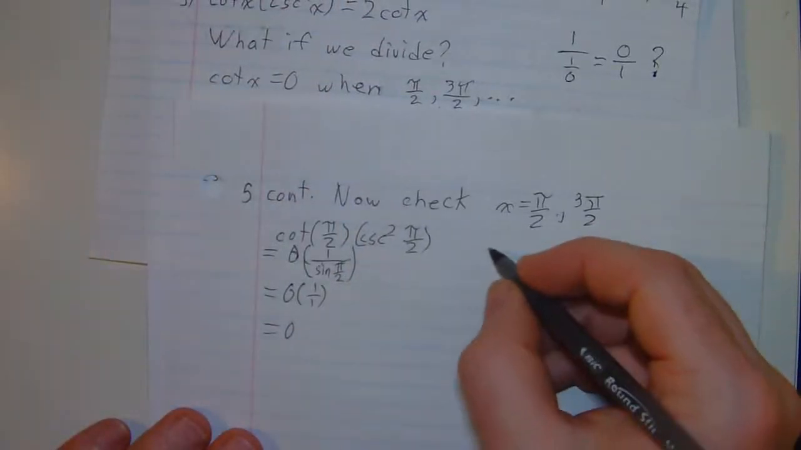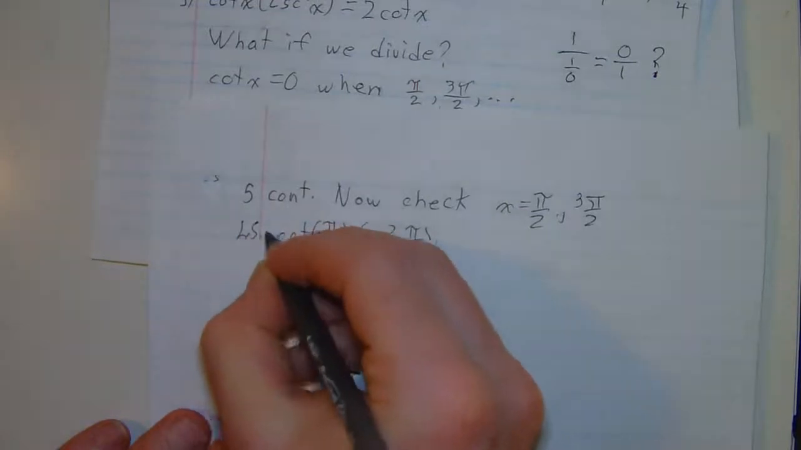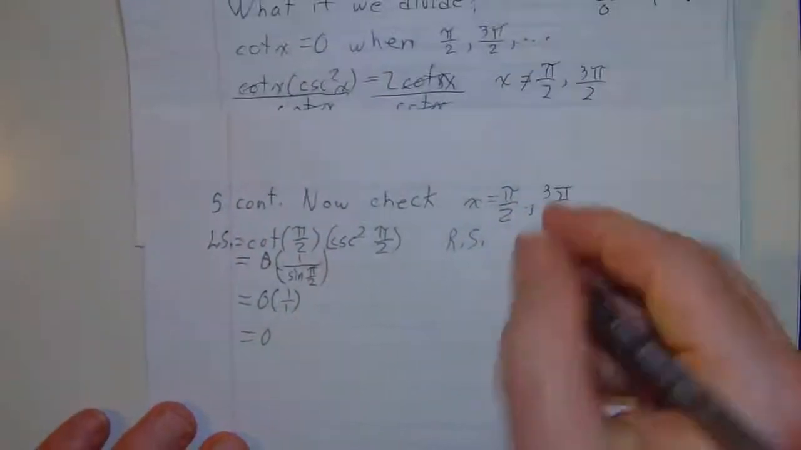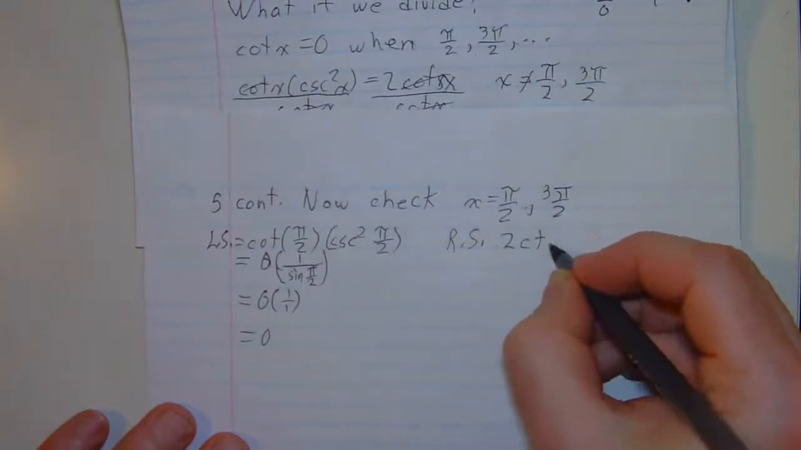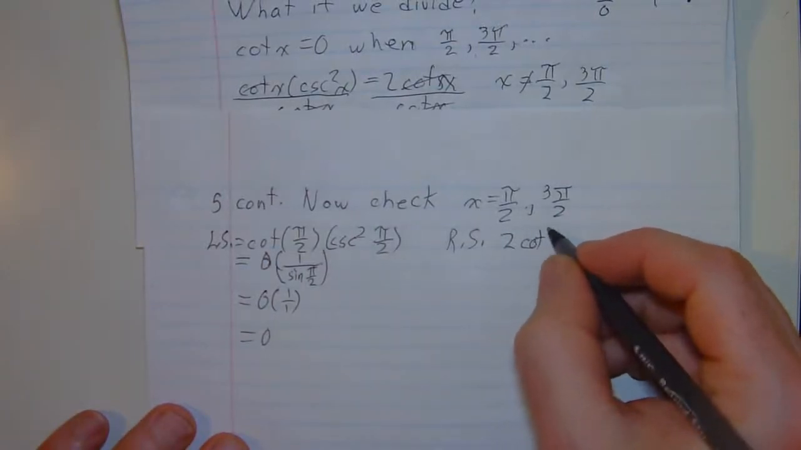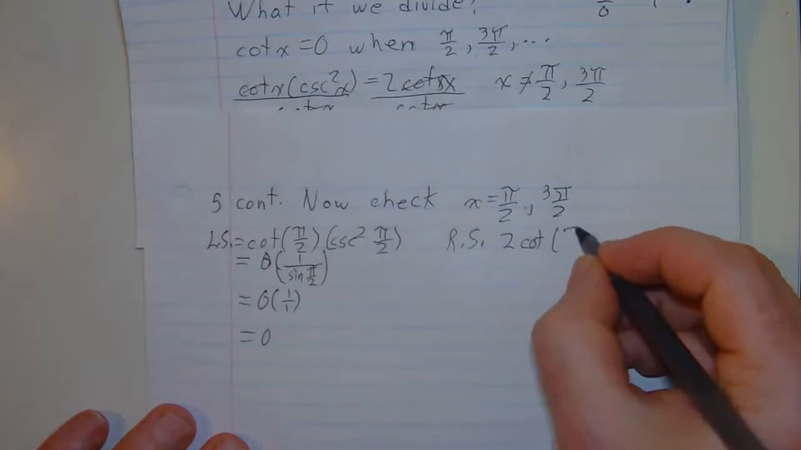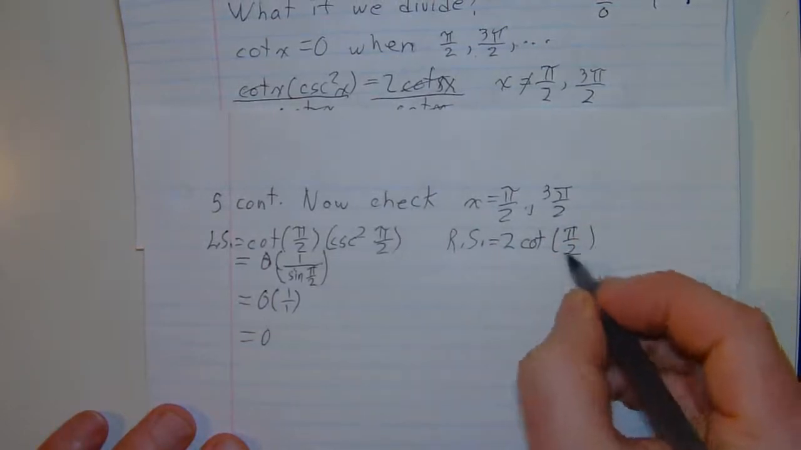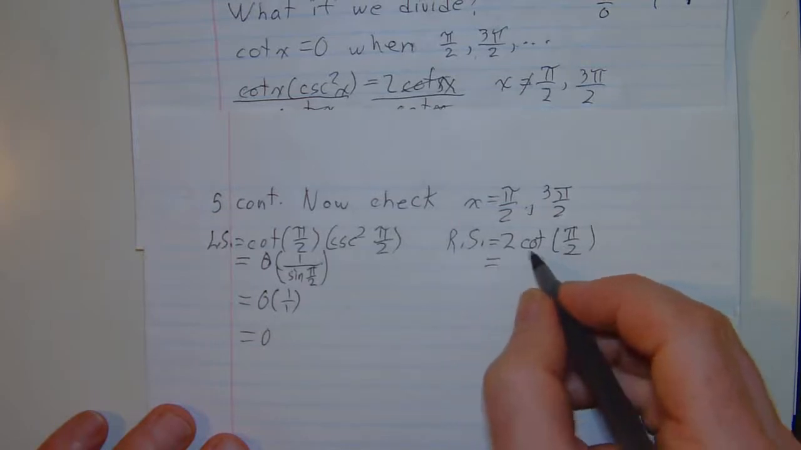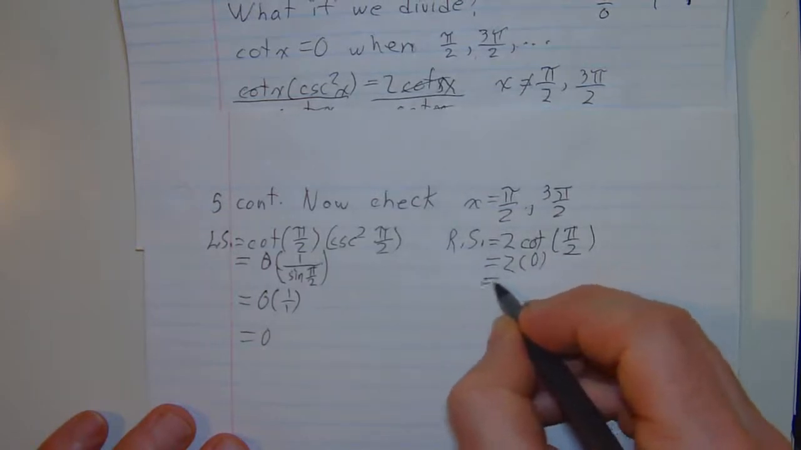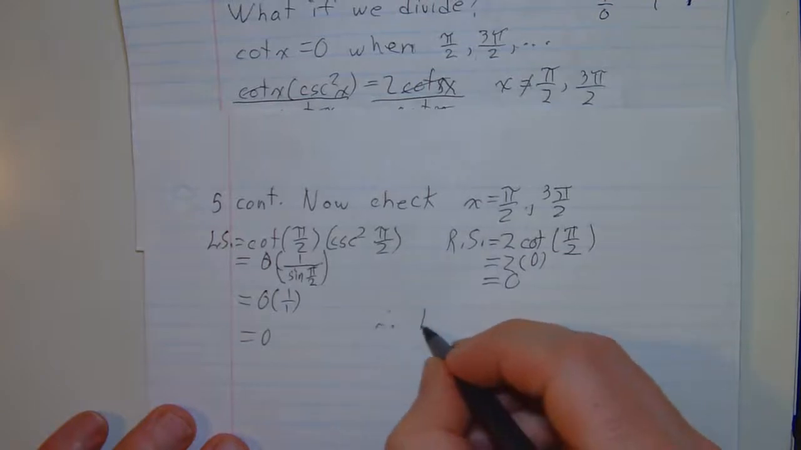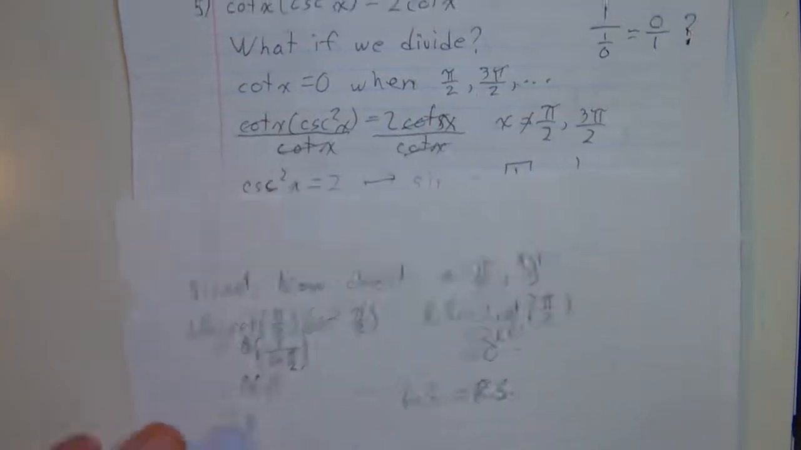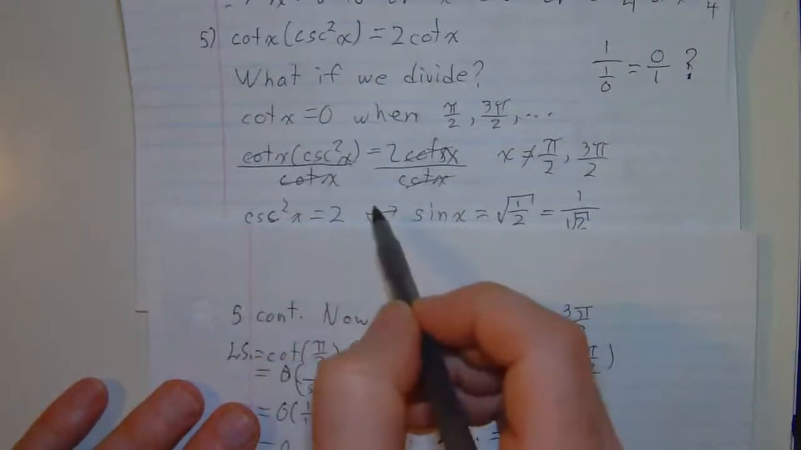And then on the right side, so this is the left side. On the right side, we get 2 times cotangent of pi by 2. And that is 2 times 0, which is 0. Therefore, left side equals right side. So you can see we need to be really careful about this division process.